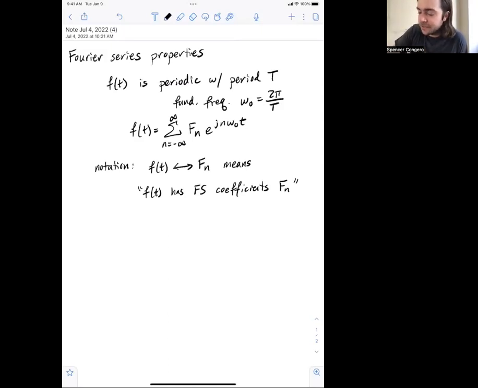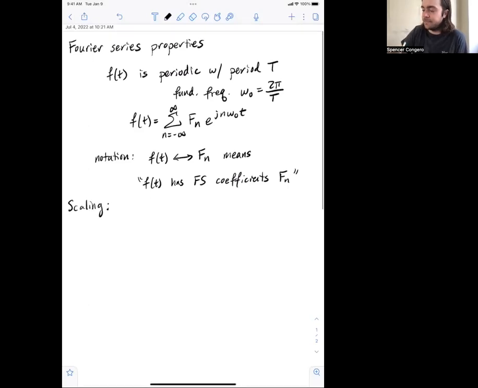Okay, so the first property is called the scaling property. What does that say? Well, you told me f of t has these Fourier series coefficients f sub n. What happens when I scale f of t by some constant, a in this case? What can I say about the Fourier series coefficients of this new, scaled version? What would you like to have happen? You'd love it if it just means the Fourier series coefficients of f get scaled. And it turns out that is exactly what happens.